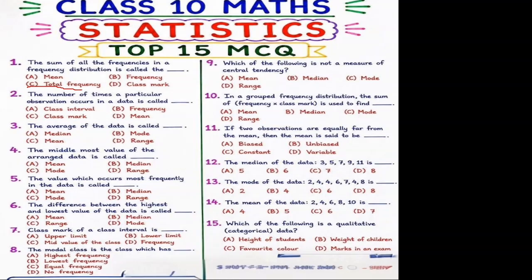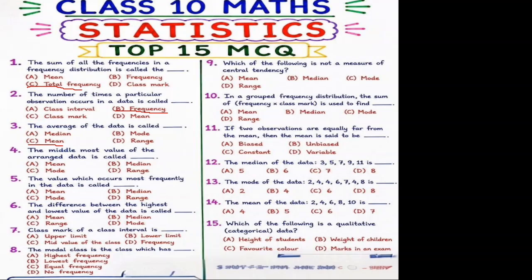Moving up to number two, the number of times a particular observation occurs in a data is called dash. A class interval, B frequency, C class mark, D mean. The answer for this is frequency, which is option B. Then moving up to question three, we have the average of the data is called dash. A median, B mode, C mean, D range. The answer for this is mean, because mean is still the same thing as average.